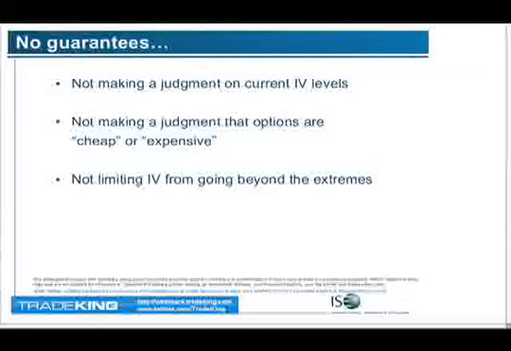So we're not making a judgment about necessarily what's happening now. I don't really care, do I think options are undervalued or overvalued, okay? The market is telling me that this is the price now. I'm making an idea about what I think prices may do in the future, so I want to position myself accordingly. And also, what it does not do is it does not limit implied volatility from going either higher or lower than it had gone in the past.